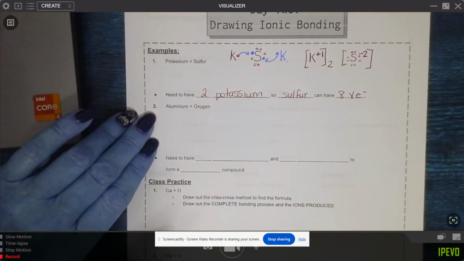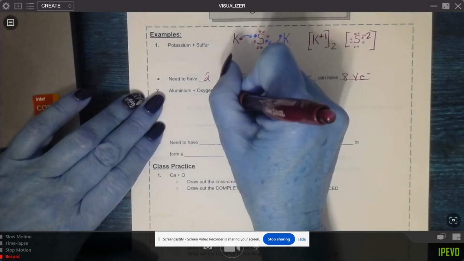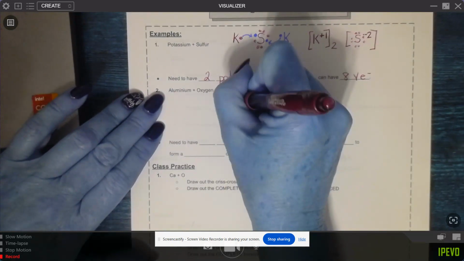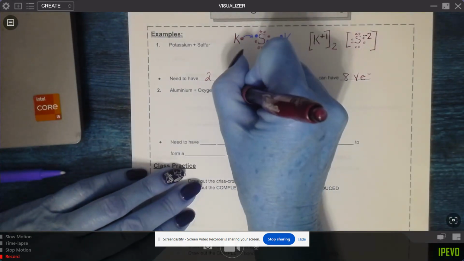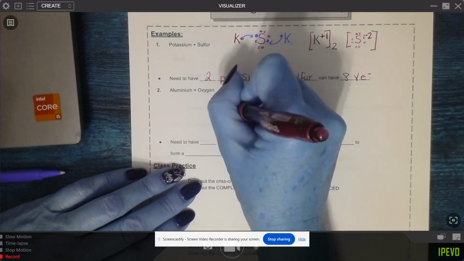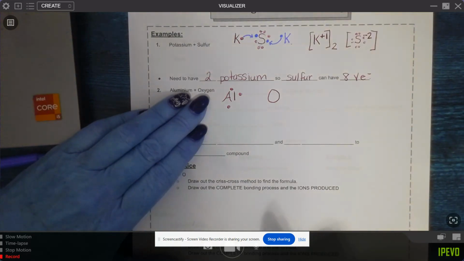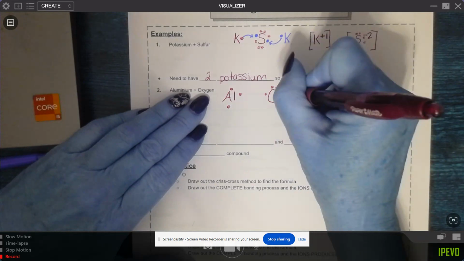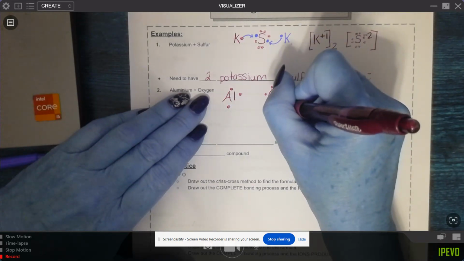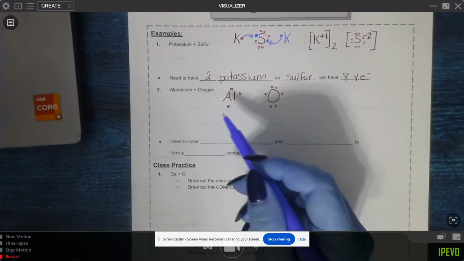All right. So let's look at an example between aluminum and oxygen. Okay. Again, I'm going to start out by just drawing one of each element. So I've got aluminum. Aluminum is in group 13, so it has 3 valence electrons. Oxygen is in group 16, so it's going to have 6 valence electrons.